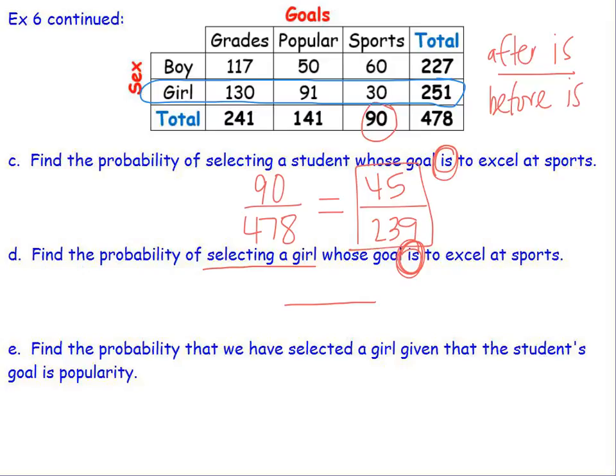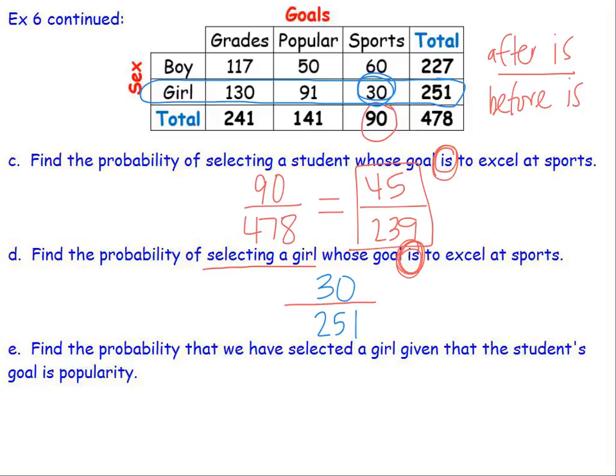So the total for girls is 251. Now we're looking at girls who want to excel at sports. Well, the ones that want to excel at sports is that 30 right there. So it's 30 over 251. And that is reduced.